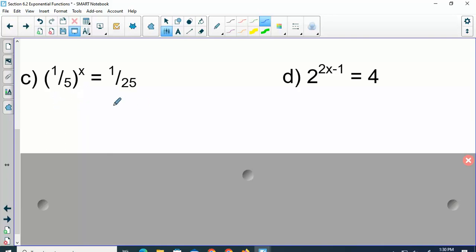Okay, so what would I do here? Same base. What base could we use? 1/5. Okay, we can stick with the 1/5 if you're not scared of fractions. 1/5 to the x. So the question is, 1/5 to what power is equal to 1 over 25? So x is 2.